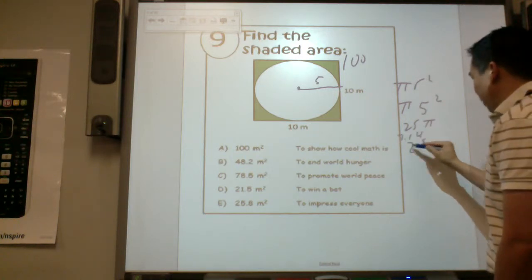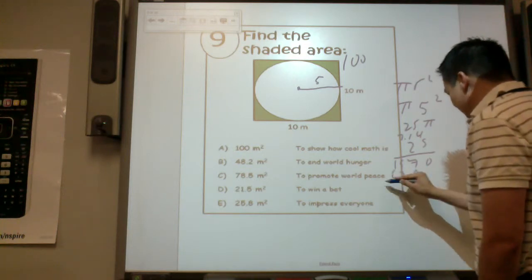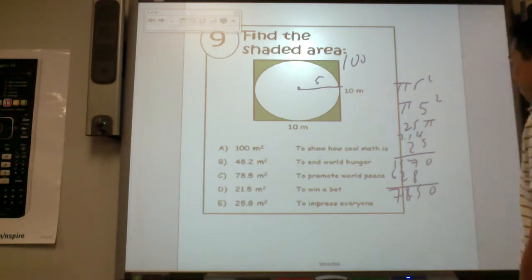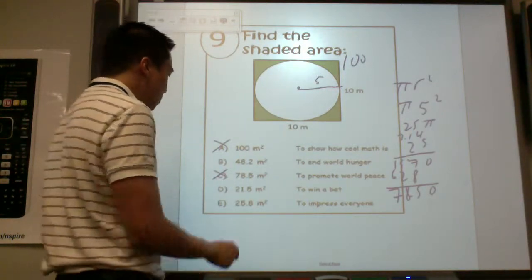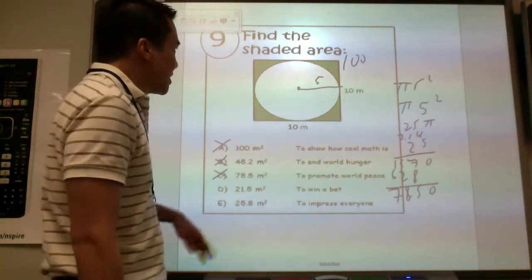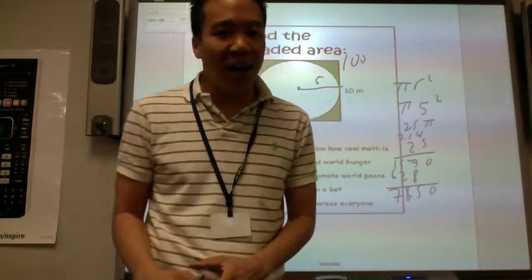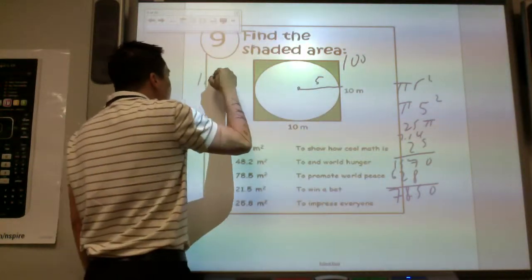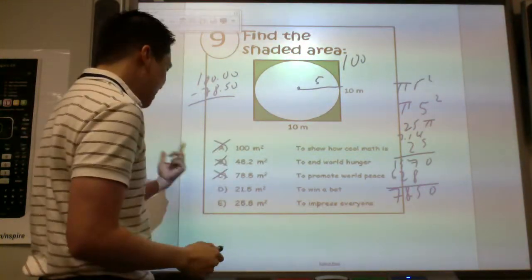25 times 3.14. 20 carry to 2, 7, 15, 8, 2, 6, 0, 15, 8, 78 and 50 hundredths. But before you circle C, that's wrong. A and C are wrong. And probably B is wrong too. Because is this circle shaded? No, we need to cut it out. So if you cut 78 and 50 hundredths from 100, what will you have left? Well, I think it's D.